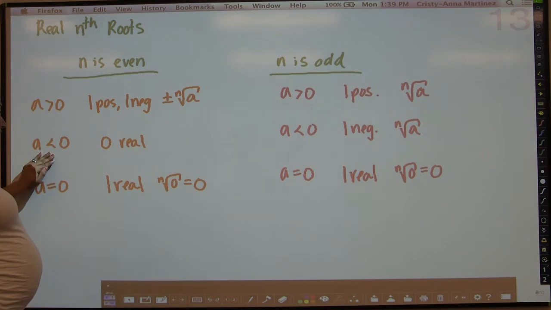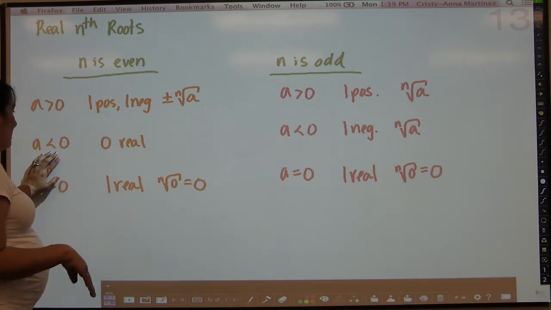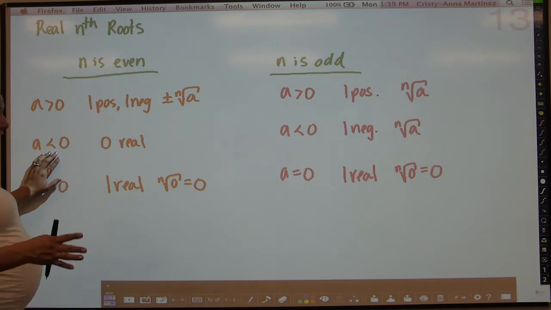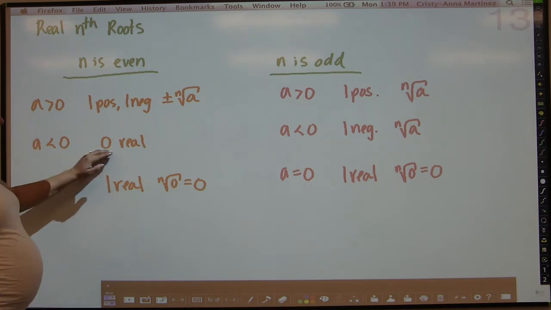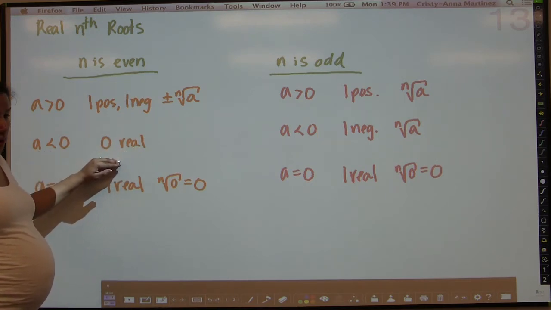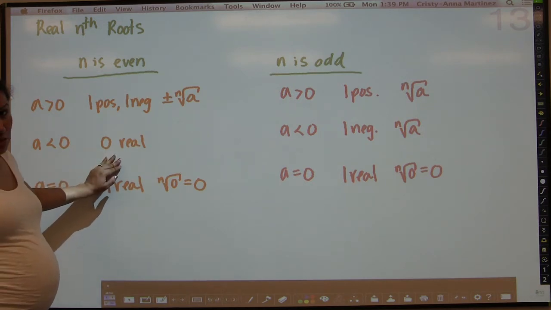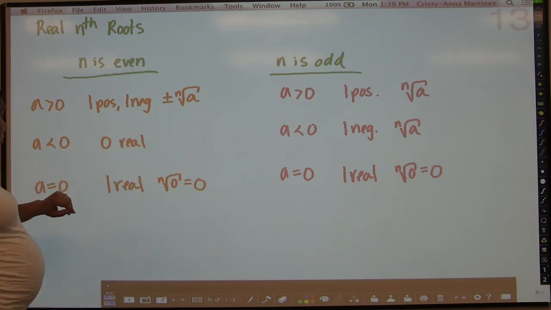If a is negative, we've already learned in the past that you can't take the square root of a negative number. You can't take the even root of any negative number. So in this case, you're not going to get any real roots. You'll get imaginary ones, but that's a whole different story. So you won't get any real roots.